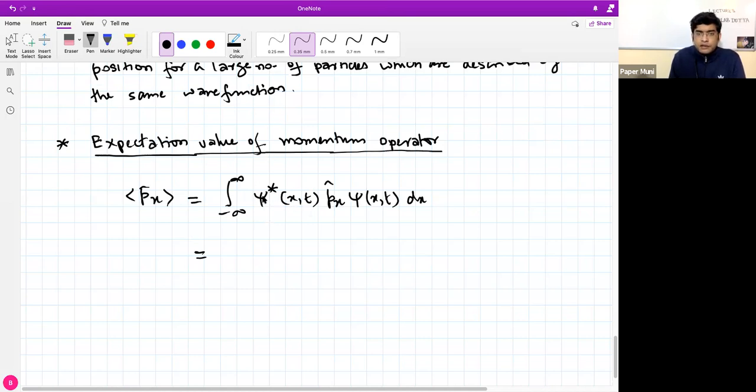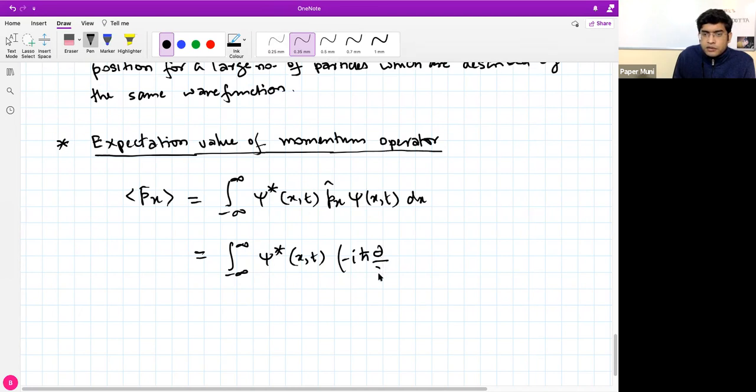All right. If you take the expectation value of the momentum operator, we can write psi star, then px, the momentum operator, sandwiched between these two wave functions. This is how it's defined. In this case, we can write psi star of x,t, then minus i h-bar d/dx, acting on psi of x,t, dx.